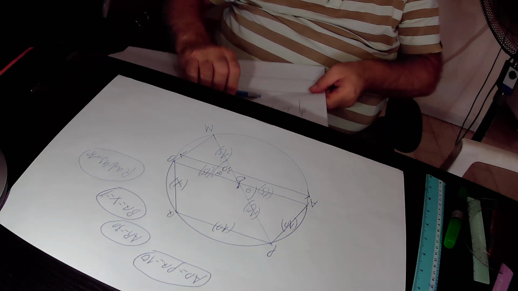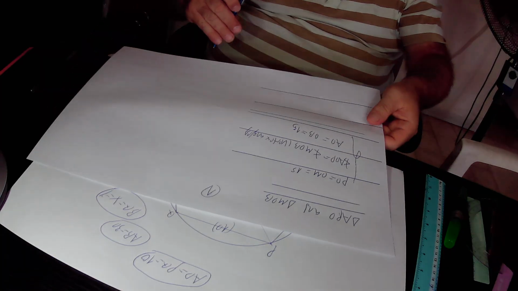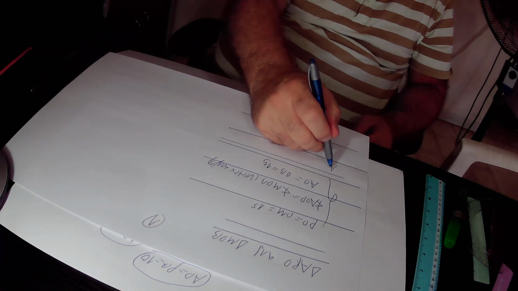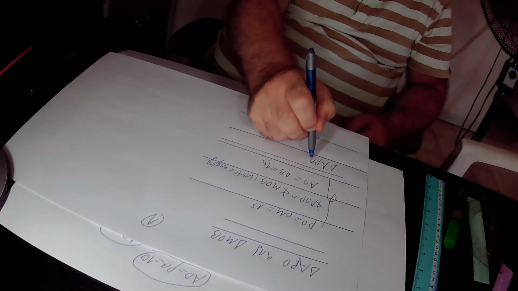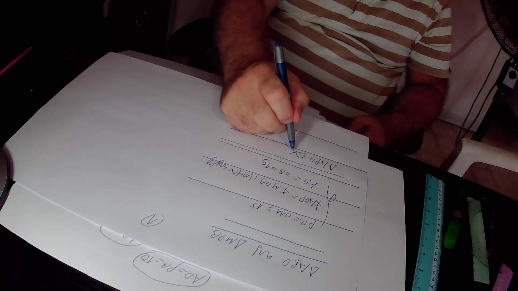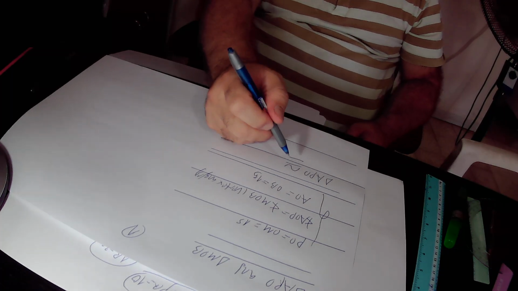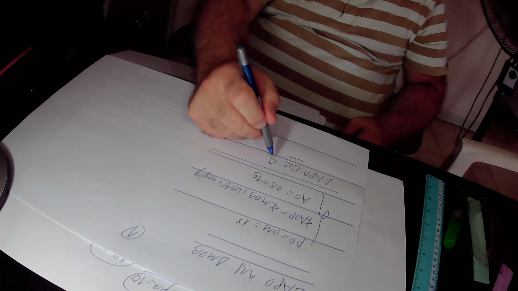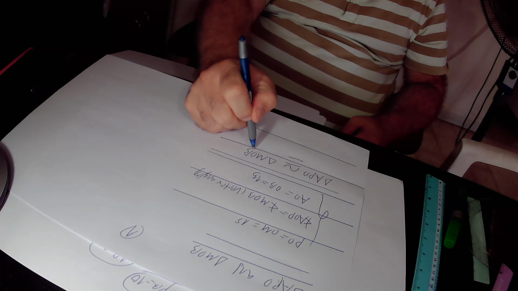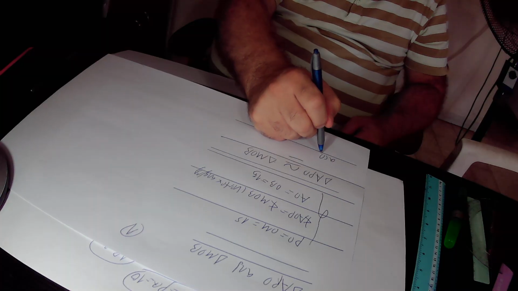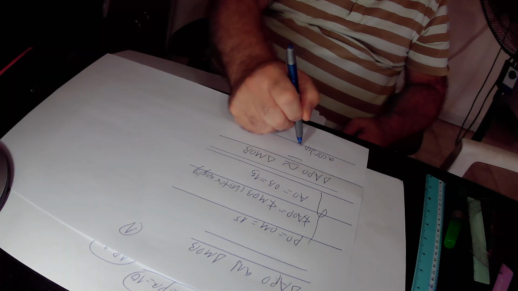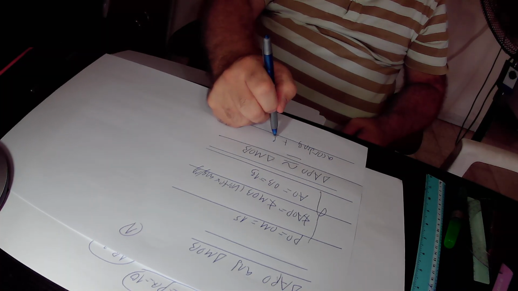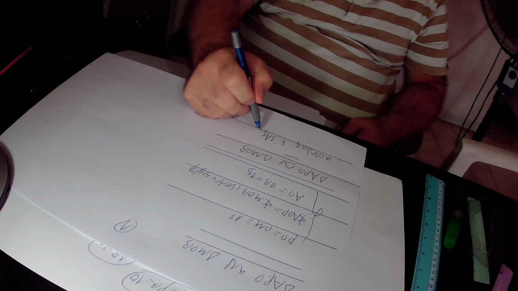So I write it down. We have actually proved that triangle APO is congruent, this is the sign of congruent, to triangle MOB according to the side-angle-side rule.